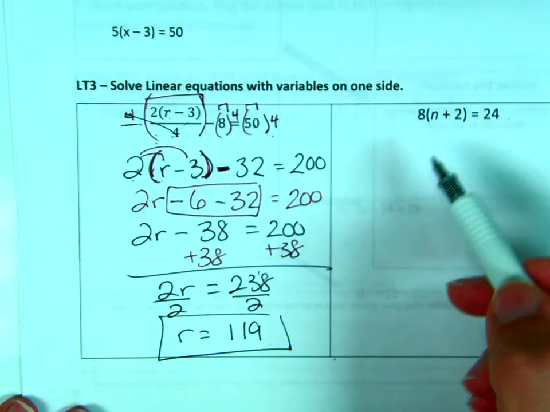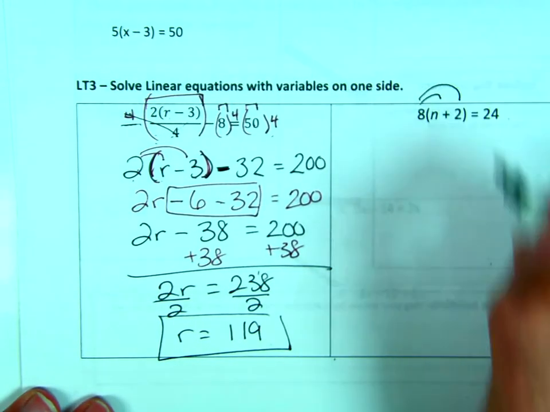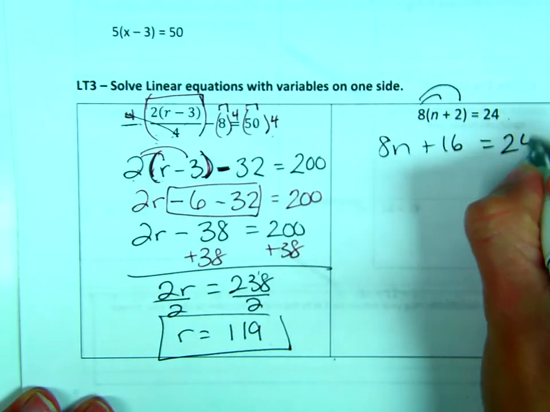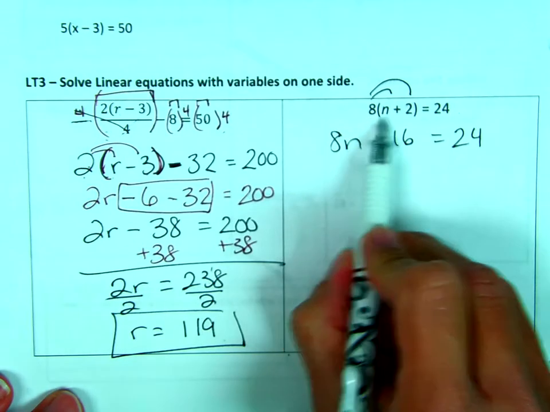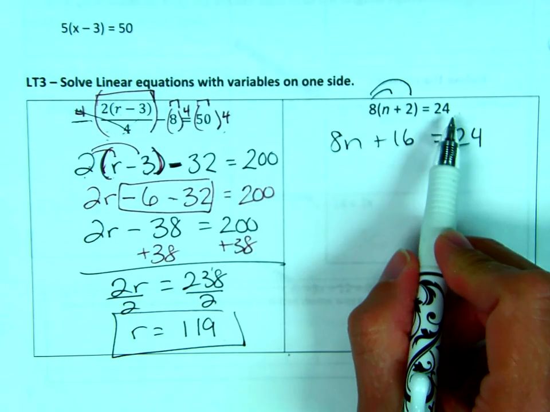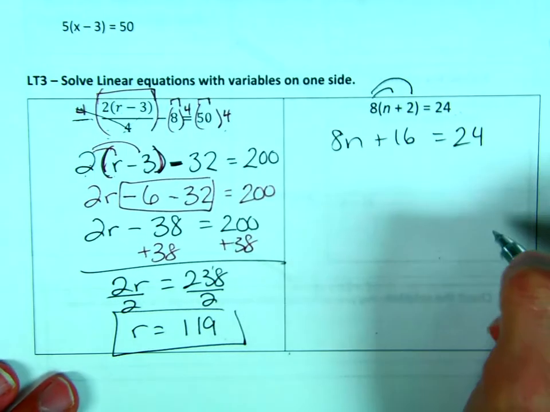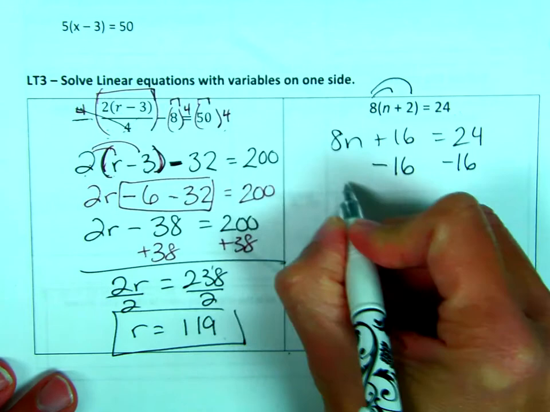Okay, on this one, there's no fractions, but there are parentheses, so I need to distribute. So I get 8n plus 16 equals 24. Now, for those of you that are a step ahead, yes, you could divide both sides by 8 and get n plus 2 equals 3. That's acceptable. If you're thinking that way, good, go for it. If not, just do the distributive way. This is just for people who really struggle with the steps and they need steps.